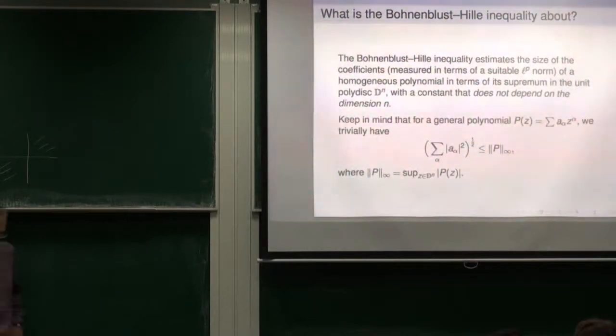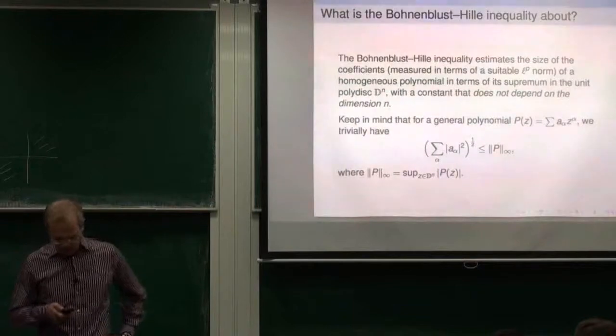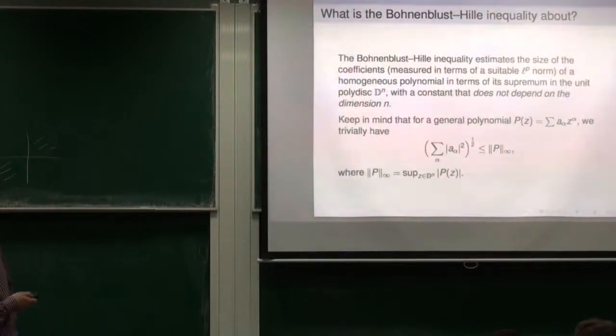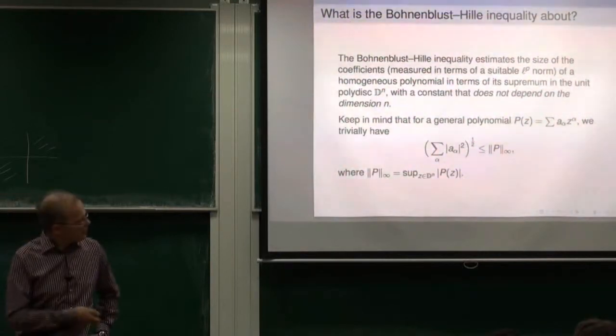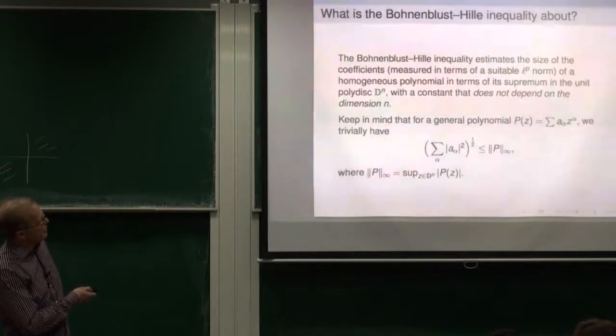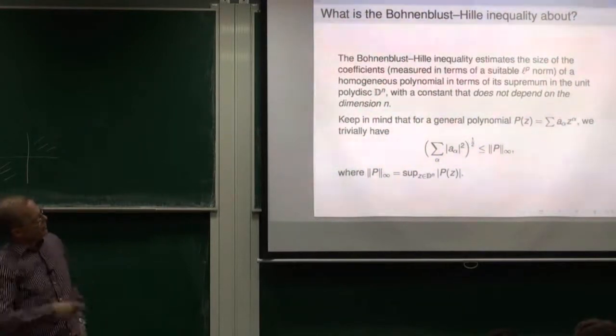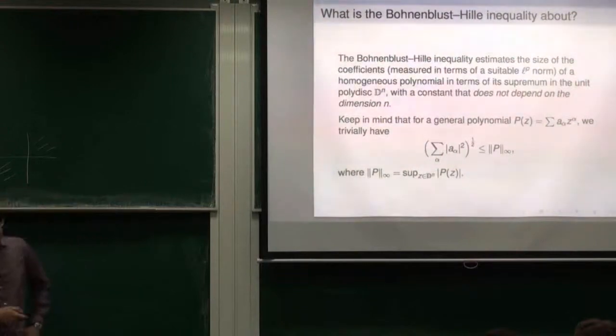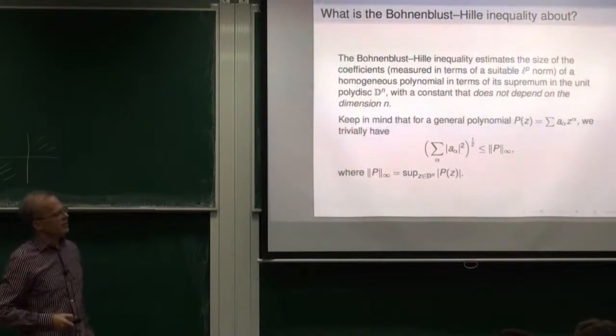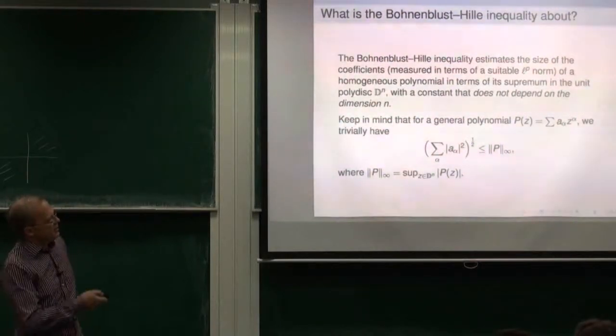So let me, to introduce it, let me start with something obvious. If we take the square root of the sum of the squares of the coefficients, this is the H2 norm, the L2 norm on the distinguished boundary. So clearly the L2 norm is bounded by the L infinity norm. So this is an obvious inequality.